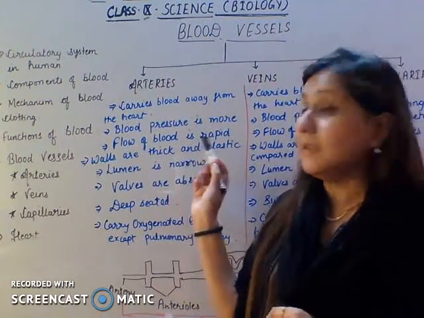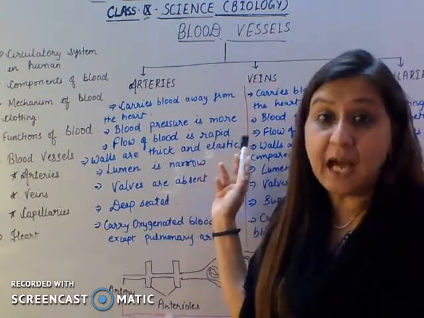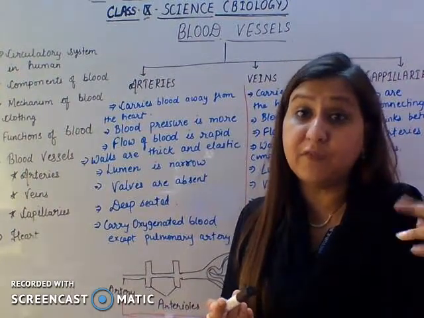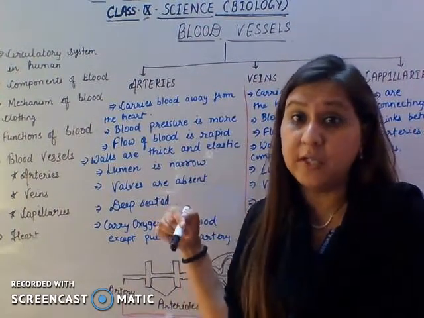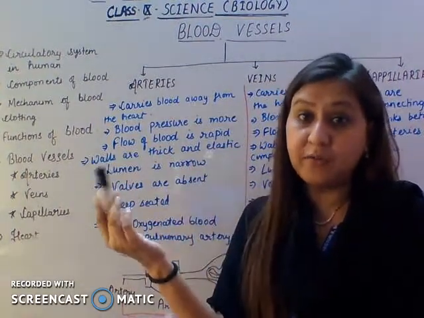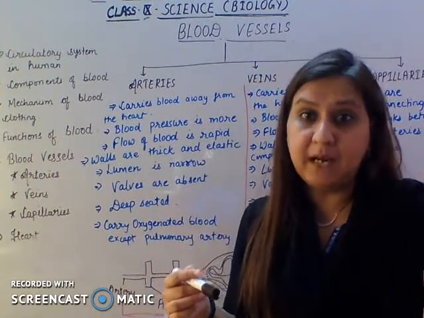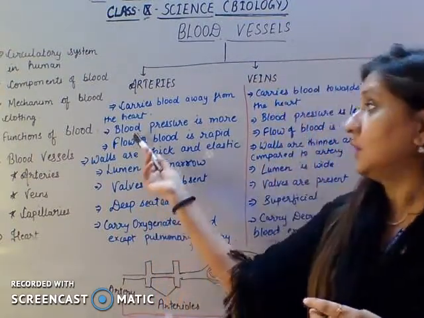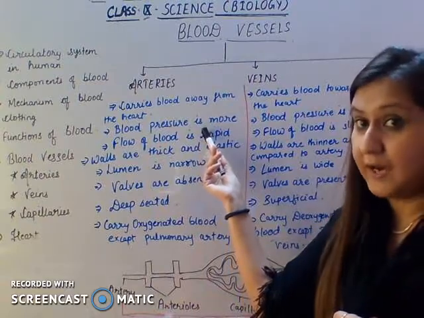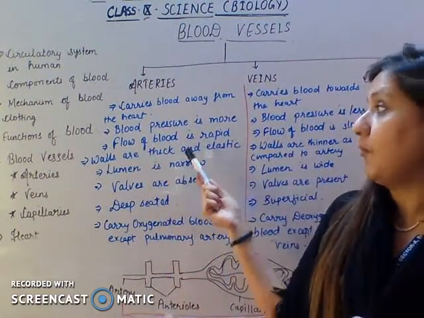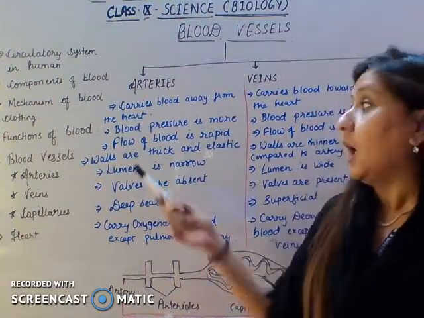Okay. Next, the blood pressure is always high. Why is the blood pressure high? Because obviously it is transporting the blood from the heart to different parts of the body. So definitely when the heart is pumping blood, the pressure is high. So the blood pressure is more in arteries as compared to veins. Next, flow of blood is rapid.